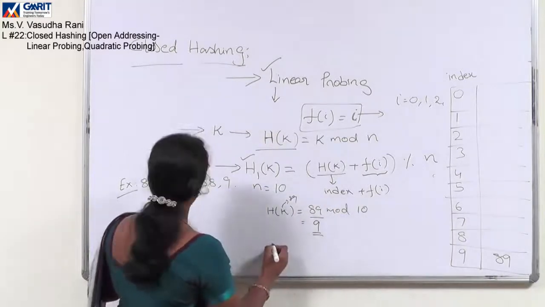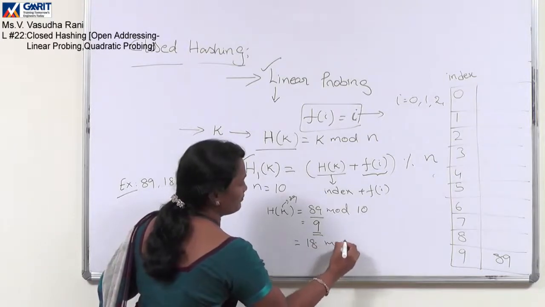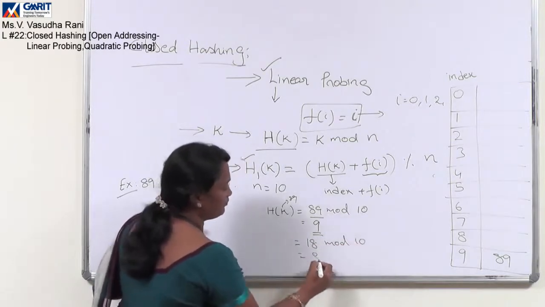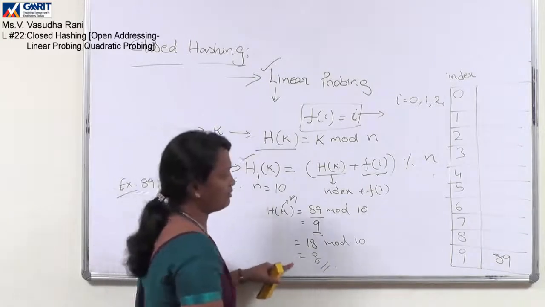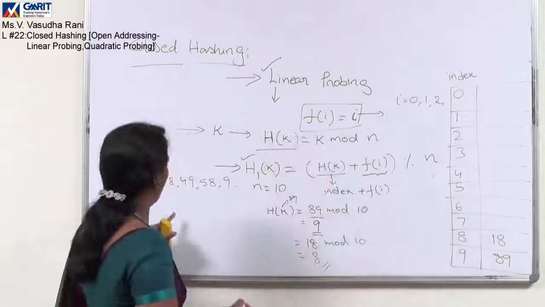Then the next value is 18. So it is 18 mod 10. The index generated is 8, so let us store 18 in index 8.